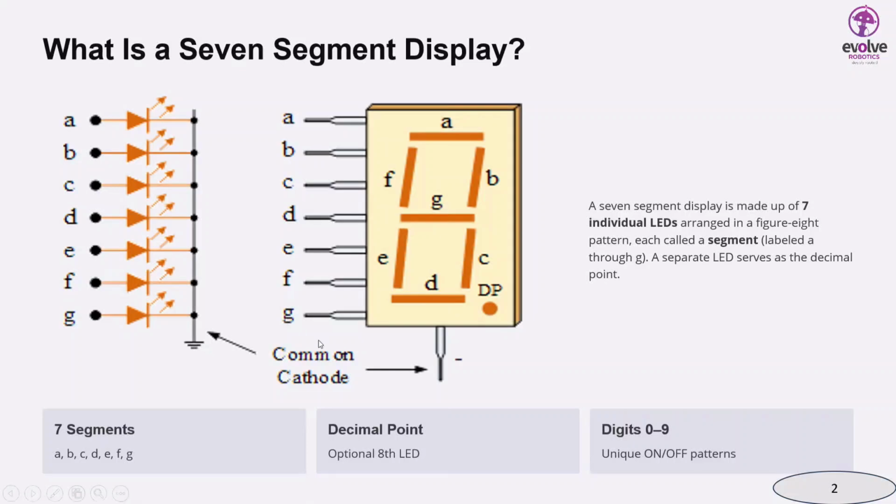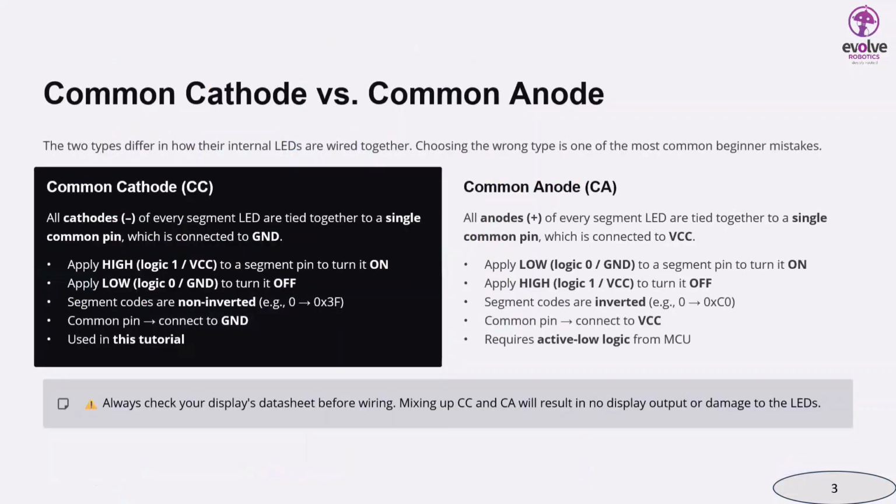There is also an optional 8th LED called the decimal point, but in this tutorial, we will focus only on digits. Each number is formed using a unique combination of these 7 segments. There are two types of 7-segment display. They are common cathode and common anode.